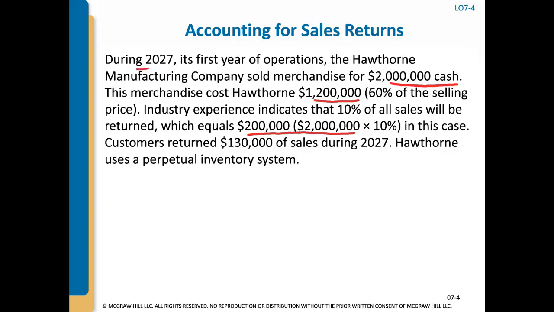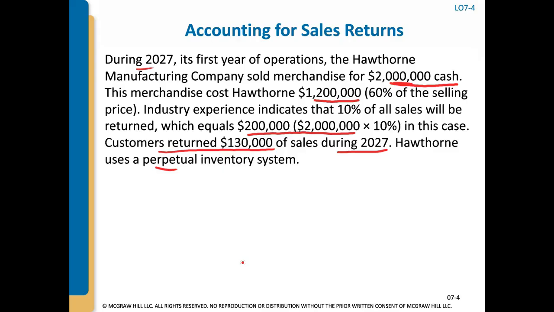During 2027, we had $2 million of sales, and customers actually returned $130,000 of those sales sometime during the year. The company uses the perpetual inventory system, which, in case you don't know, is when the company updates their inventory every time they make a sale.